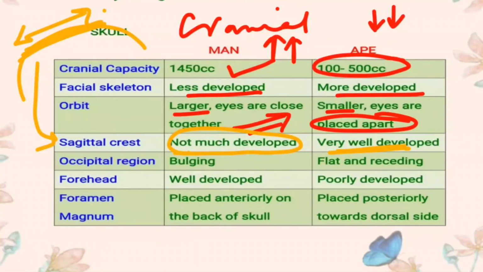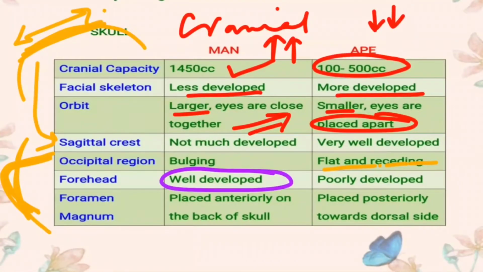Coming towards the occipital ridge. Now, coming to the occipital ridge, it is the back of the head. So, in man, it is bulging, but in the ape, it is flat and receding. So this means that it is bulging in the humans, but in the apes, it is not bulging, it is flat and it is receding as well. Coming towards the forehead, in the man it is very well developed, but in the apes it is poorly developed. In the foramen magnum, the foramen magnum in man is placed anteriorly and in the apes it is placed posteriorly.